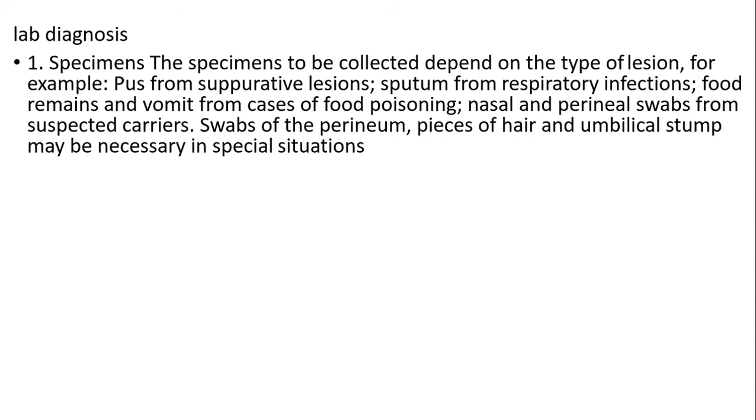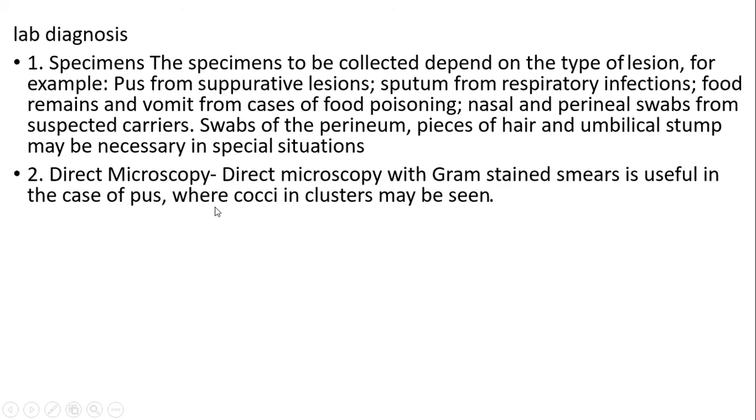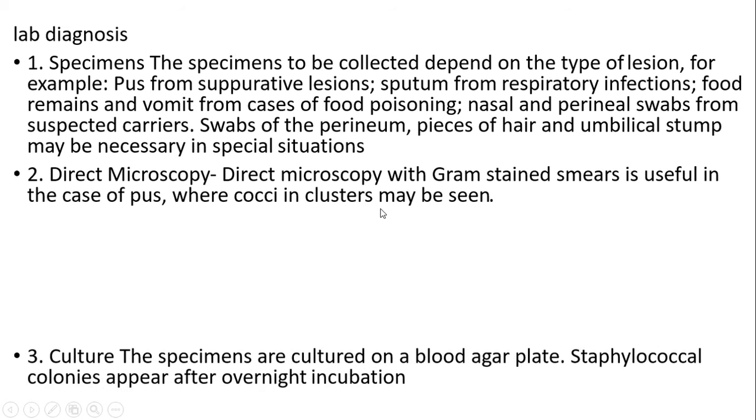Lab diagnosis. Specimens to be collected are, for example, pus from the separate lesions, sputum from respiratory infections, food remains and vomitus from cases of food poisoning, nasal and perineal swabs from suspected carriers. Swabs of the perineum, pieces of hair and umbilical stump may be necessary in special situations. Direct microscopy with Gram-stained smears is useful in case of pus, where cocci in clusters may be seen.